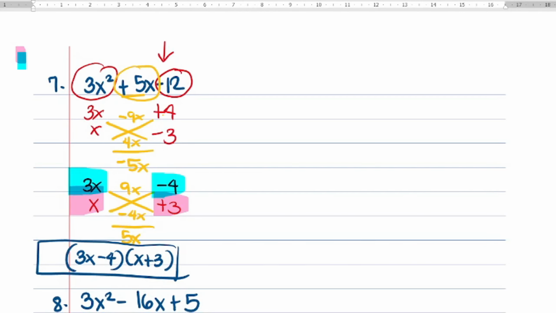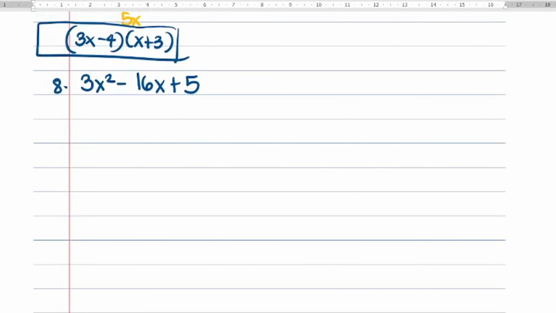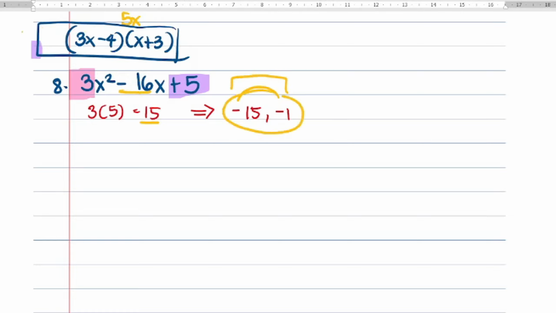That's it for that one. Next, number 8. So, the AC method now, no? Take turns, so either A or C goes first. So, that would be 3 times positive 5, and that's 15. What factors of 15 will equal negative 16? That would be negative 15 and negative 1. To recheck it, you multiply them. If we multiply them, it's positive 15. So, correct. Now, let's add them. Negative 15 plus negative 1 is negative 16. So, meaning, they are the factors we were looking for.